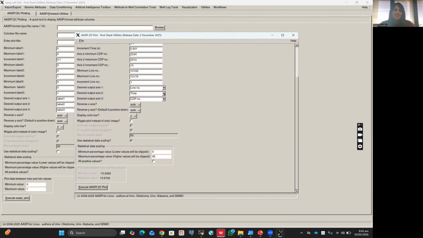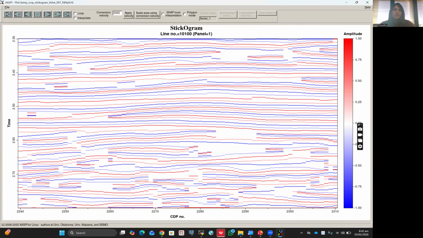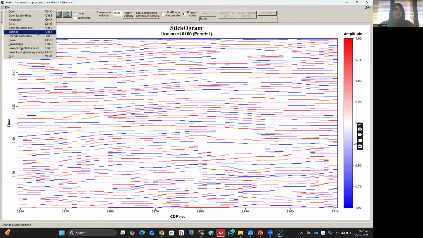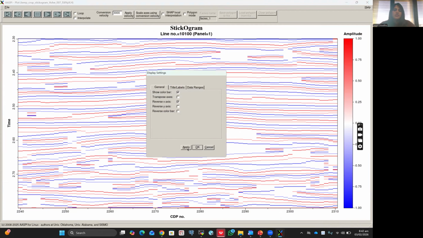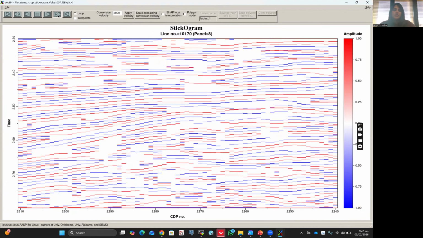Oops, I did something wrong. So time goes at the top. The CDP goes like just 2, I guess. Oh, there you go. So you have your line here, and I'm going to reverse my x-axis to match what it looks like in my research. So I'm going to go to settings, click on reverse x-axis, apply, and click OK. So this is your axis right here. So this is your stichogram right here. And let's go through it. Do you start seeing the geological features or not?